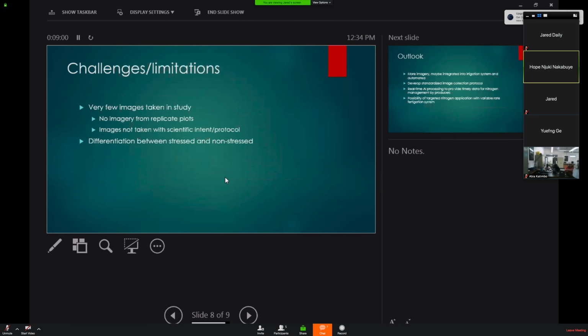But trying to find that differentiation between stressed and non-stressed is going to have to be very much a part of our process going forward if we push this project forward, so that we can take pictures that are more suited to actually seeing this stress in the leaves and the plants.